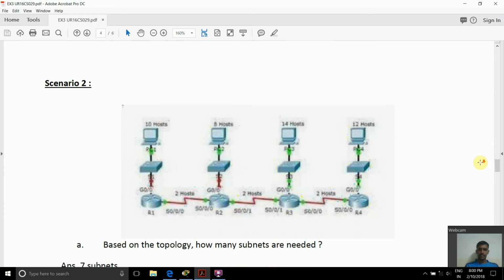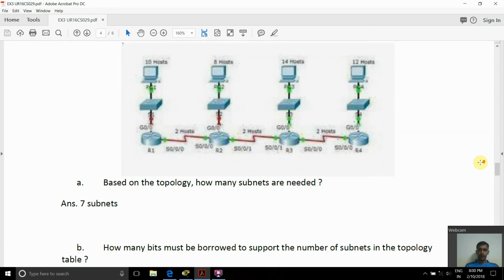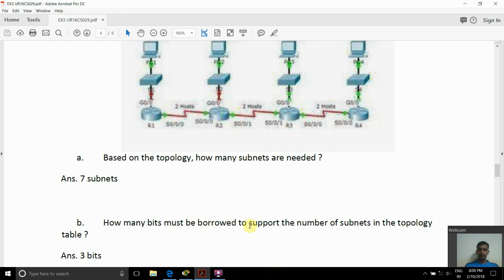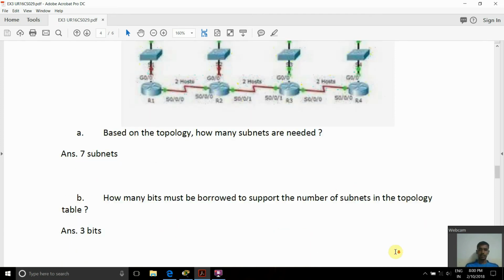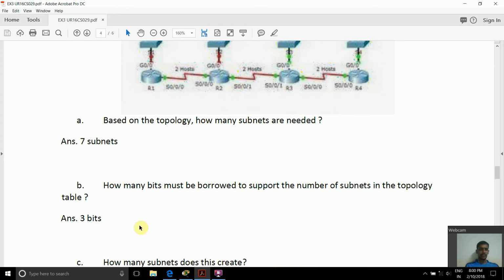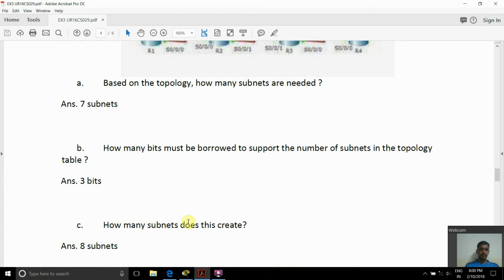So now we come to scenario 2. Again, how many subnets are needed? If we count the interfaces, we get 1, 2, 3, 4, 5, 6 and 7. So we need 7 subnets. How many bits must be borrowed? Again, it can be only done in powers of 2. So 8 subnets will be created. We use only 7. So for 8 subnets, it's 2 to the power 3. So 3 bits should be borrowed. How many subnets does this create? 2 to the power 3, which is 8.